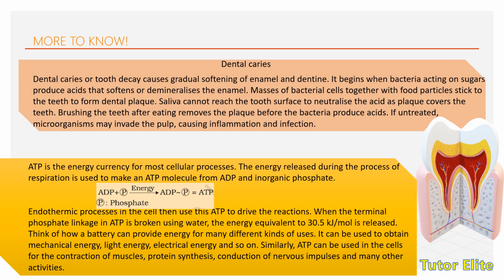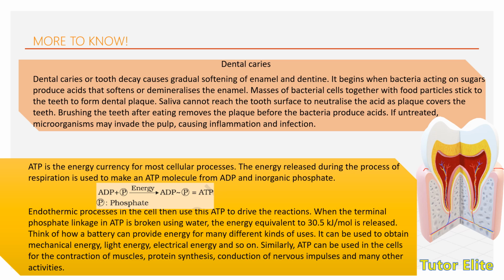So here is some information regarding tooth. If it is a single, that is a tooth. If more than one, then those are teeth. Dental caries or tooth decay causes gradual softening of enamel. Yes, basically this is your enamel.